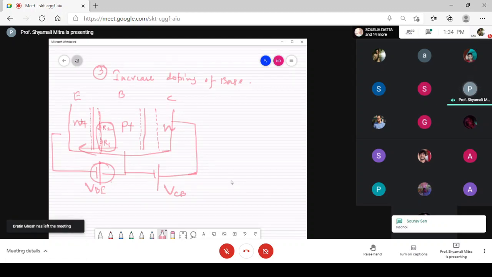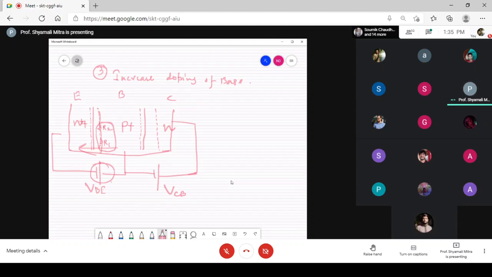Now, increase in VB, what are the effects that we are going to encounter? We cannot increase the VB incredibly, because when we increase VB, as and when these electrons pass to the base region, here also the holes, which are the majority carriers in the base region, will pass to the emitter region.